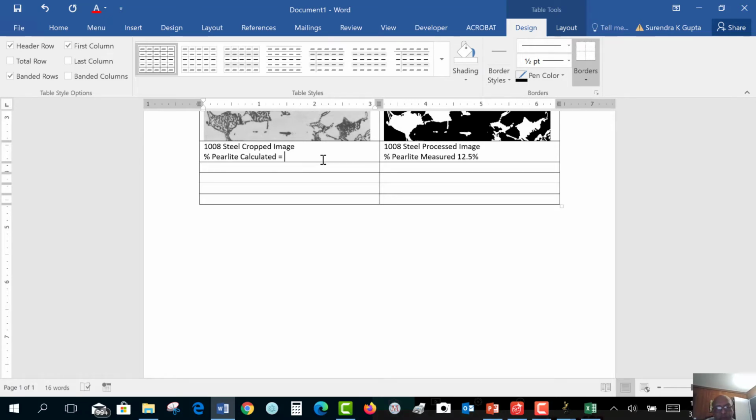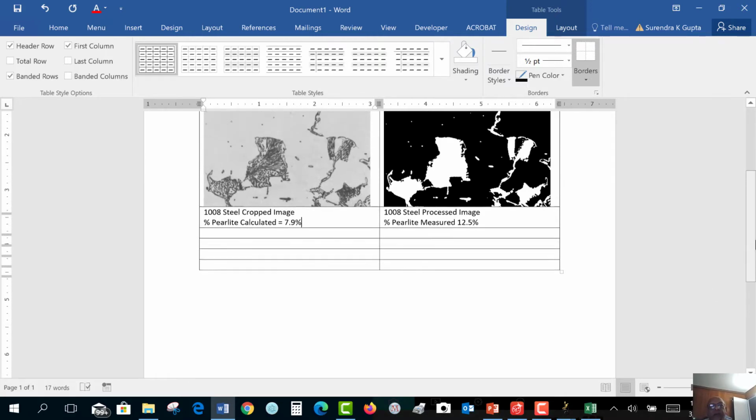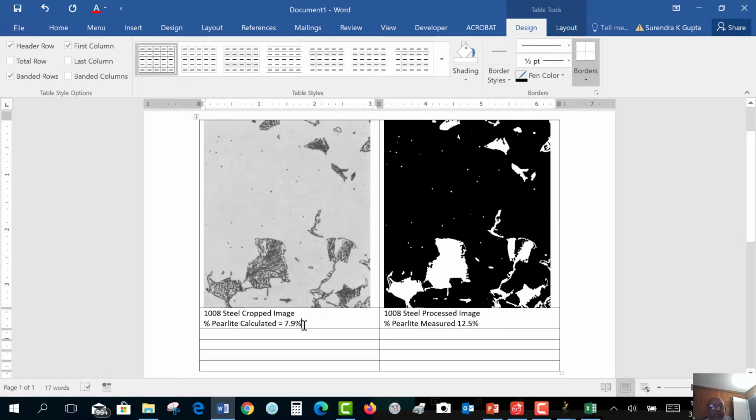So this was 7.9%. So here is something interesting. Calculated was 8% and measured is much larger, even after we ignored all these dots. And this should not be surprising because all we did was calculate a statistical average and we just took one image. It may be just that this image had a lot of perlite, whereas if we took another image, it may not have as much perlite.